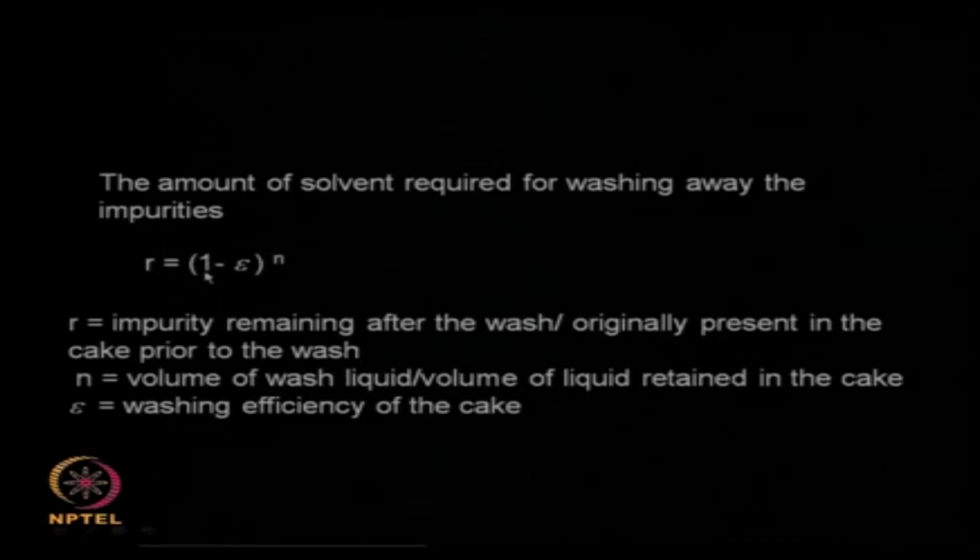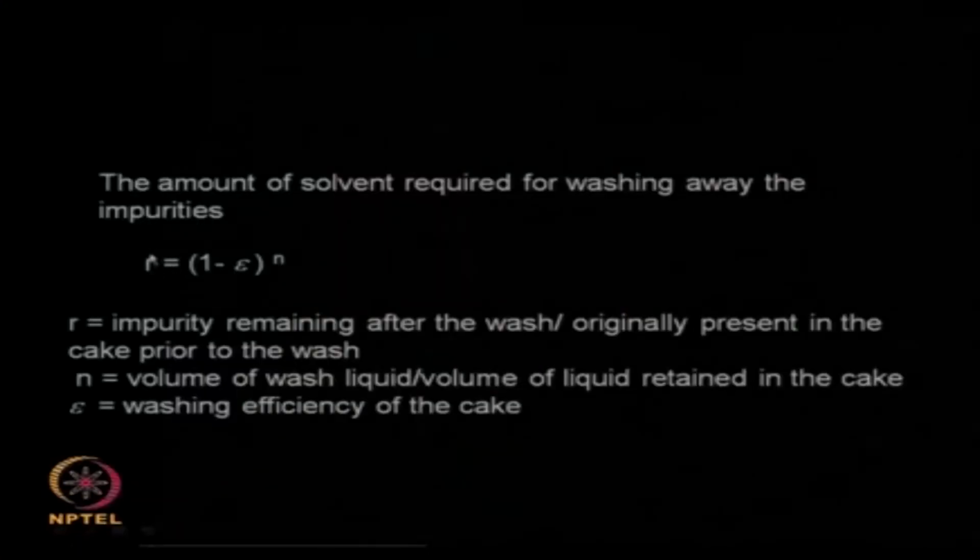So this is an empirical relationship; it is not calculated based on certain fundamental principles, but is based more on experience. So if I know N, that means the volume of wash liquid I am adding relative to the volume of liquid retained in the cake. Now the volume of liquid retained in the cake is a function of the physico-chemical properties of the liquid and the solid cake. The volume of wash liquid is a function of the solubility of the impurity. Now this is related to R on the left hand side, the impurity remaining after the wash and the impurity present originally.